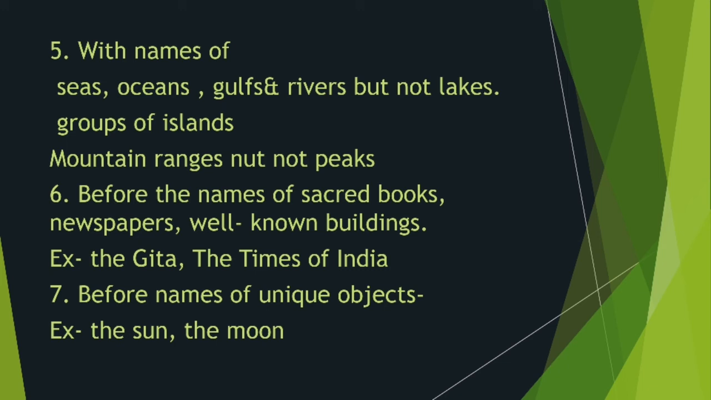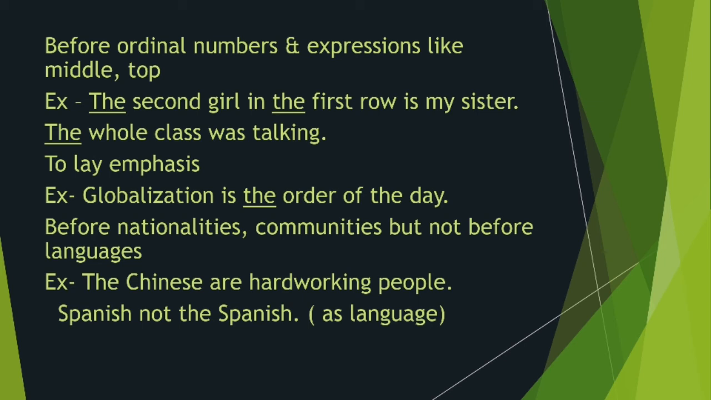Okay, it will be used before the names of sacred books, right, like the Gita, newspapers, the Times of India, and well-known buildings, the Taj Mahal. Okay, it will be used with the names of unique objects like the sun, the moon. Okay, with such unique objects we'll use the, right. It will be used before ordinal numbers and expressions like middle, top. Okay, now what are ordinal numbers, students? Order, like you have first, जैसे ranks होती हैं, sequence, first, second, third, fourth, fifth, sixth. Okay, with that you are going to use it.